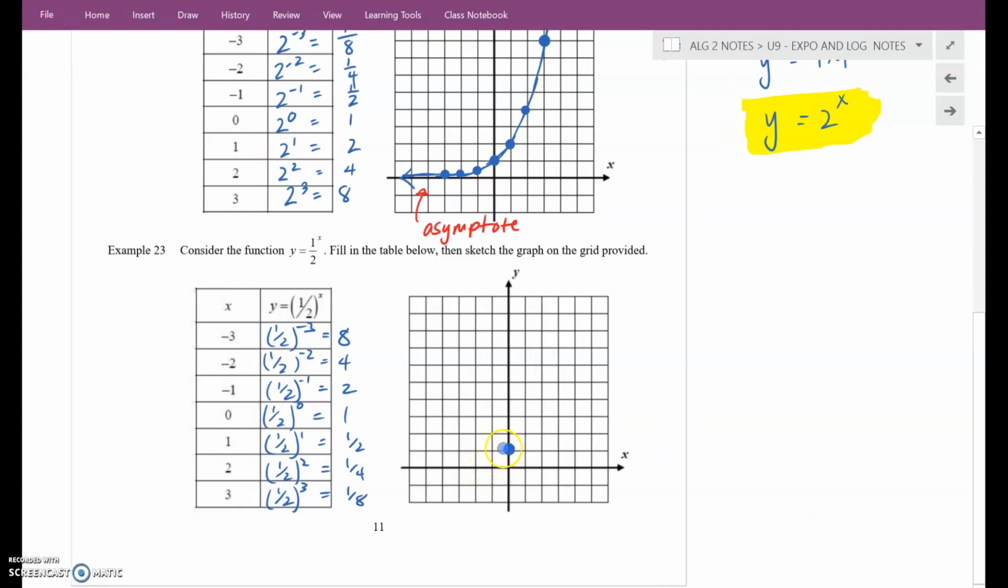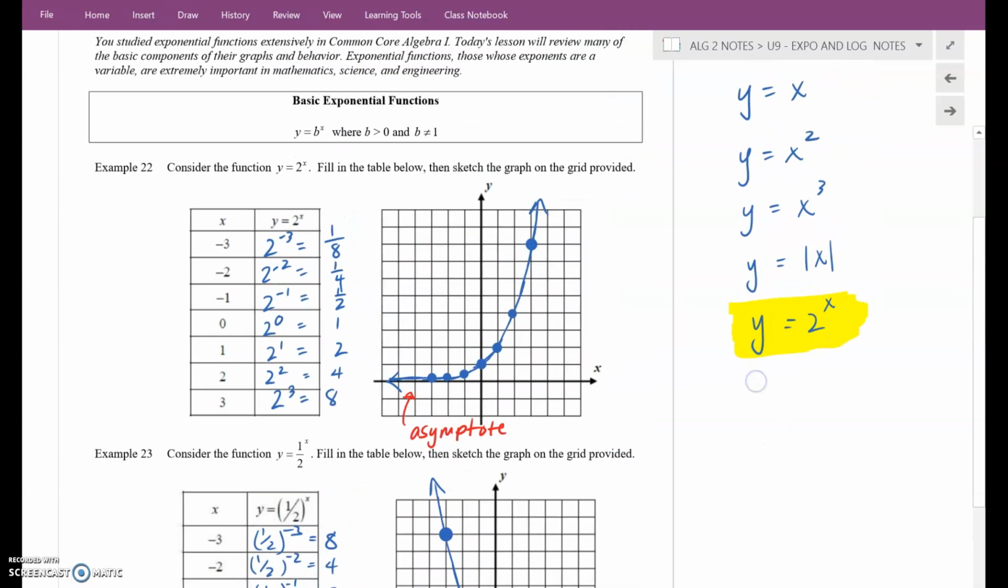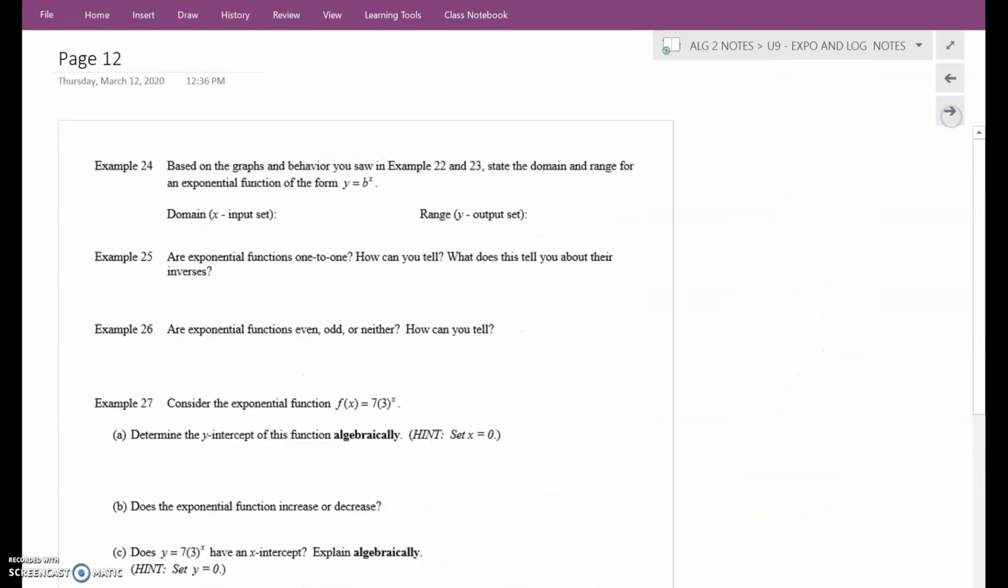Again, I start with 0 and the positives usually, so now I'm going to start with 0 and the negatives. Work my way that way. 1, 2, 3, 4. And down here are our fractional components. And so now our graph takes off like a rocket on the left side, and the asymptote is on the right. Okay, moving on.